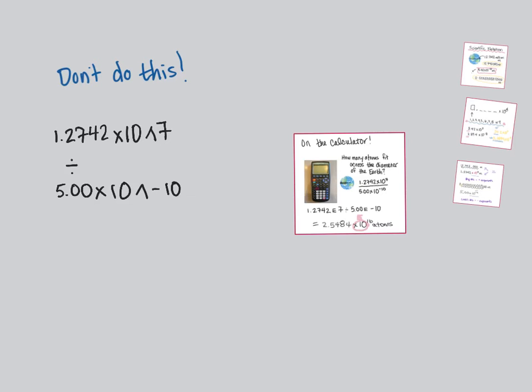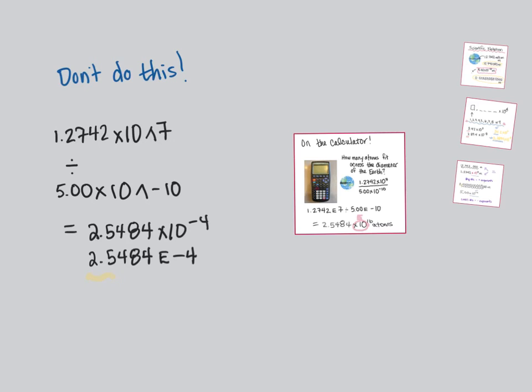So let's see what happens if we don't type scientific notation into the calculator the proper way. And again, absolutely do not do this, but I just want to show you what would happen if you did. So let's type our first number in, and we'll do times 10 caret instead of our new EE. So we'll type it in as 1.2742 times 10 caret 7. And then we'll go ahead, we'll type our other number in as 5.00 times 10 caret negative 10. And our answer here is 2.5484 times 10 to the negative 4th. Or in calculator speak, 2.5484e negative 4.